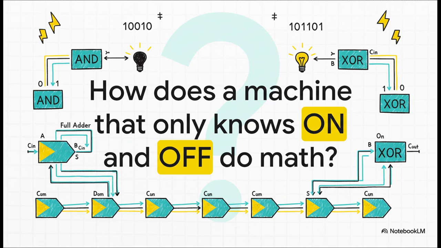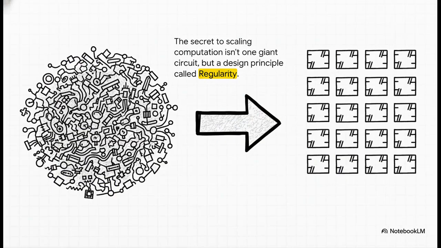These incredibly powerful devices we use every single day are, at their very core, just a massive collection of switches that can only be on or off. So how do you get from a simple yes or no to calculating rocket trajectories? Well, the answer isn't to design one impossibly complex, chaotic megacircuit. Nope. Instead, engineers use a much more elegant and powerful idea. It's kind of the secret weapon of digital design, and it's called regularity.